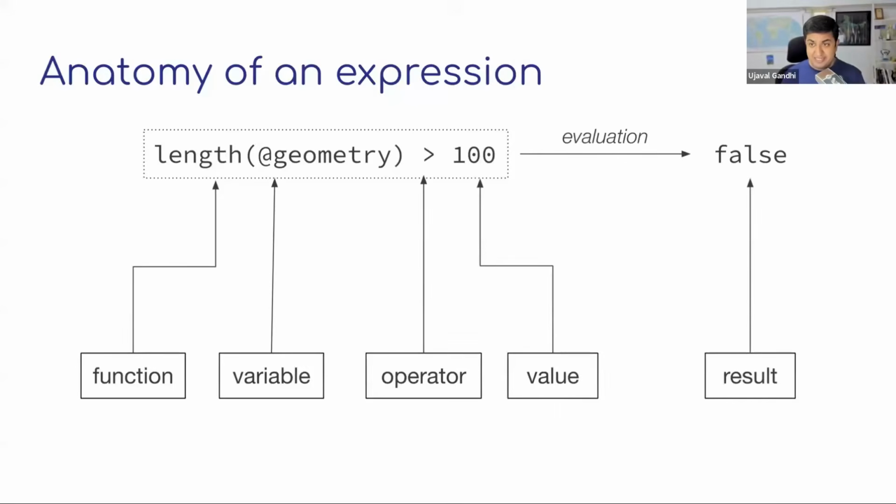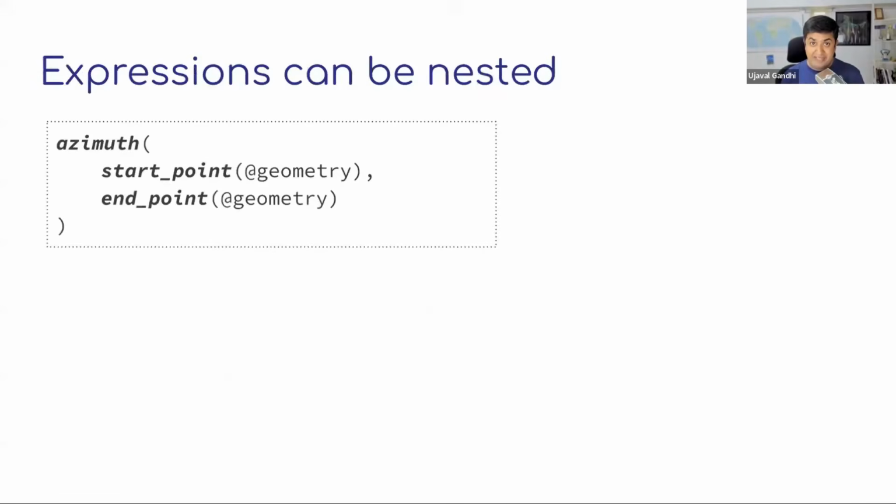The great thing about expressions is that you can write expressions which contain other expressions. So they can be nested, and this gives the expression engine its true power. Let's say here we want to compute the azimuth of a line.